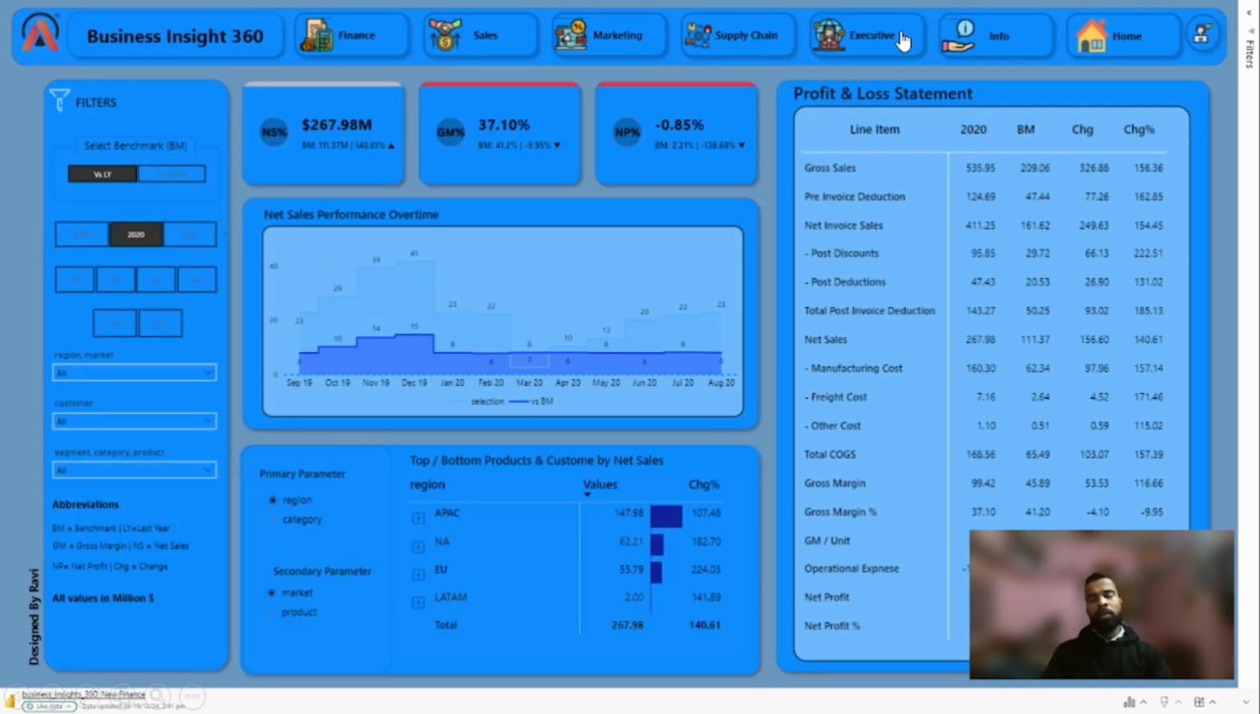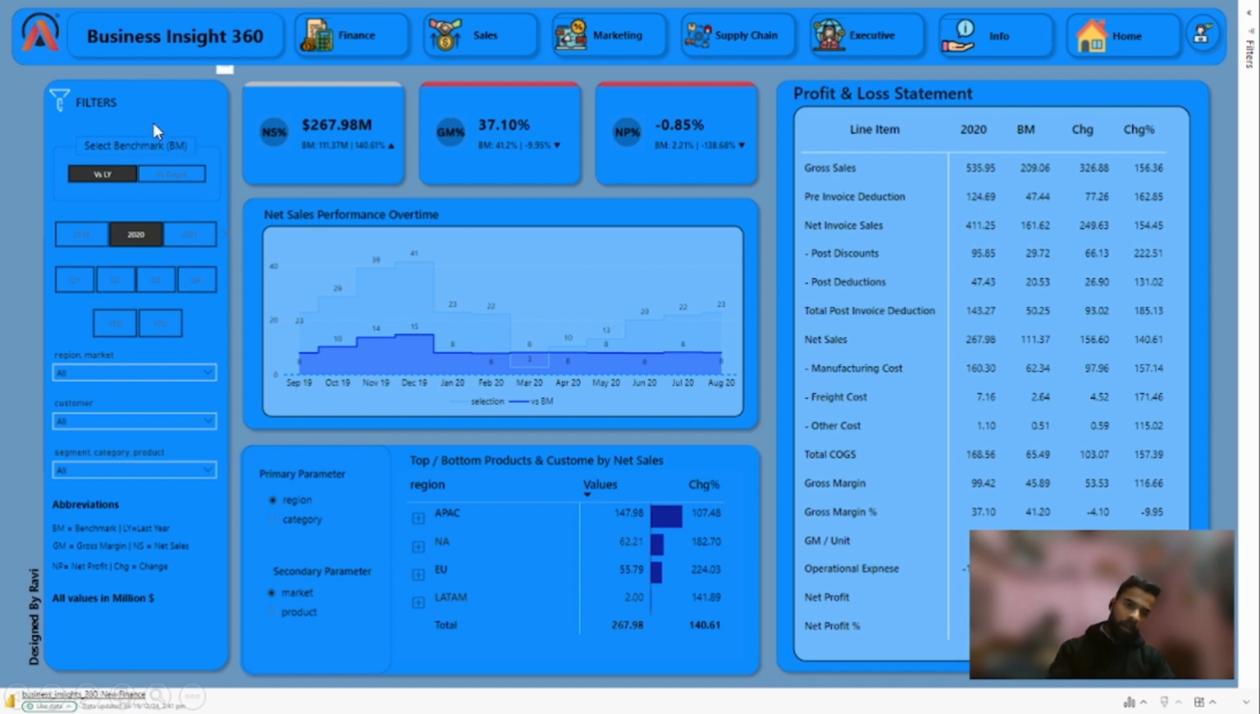Above you can see these are the buttons to navigate to pages like sales, marketing, and other views. These are the three KPIs created for this project: net sales, gross margin percentage, and net profit percentage. And below, BM stands for benchmark, and so these are the levels for the KPI. For net sales, we have a benchmark of $111.37 million, and it performed very well at $267.98 million, and that's why we have this white line. These two red lines show that we didn't perform according to our benchmark. So in gross margin percentage and net profit percentage, we are below our benchmark.